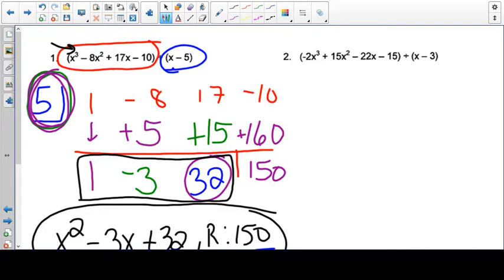All right, let's go ahead and do this next one. So I start by looking at my opposite sign. So I'm going to divide by 3. Then I'm going to go ahead and write all my coefficients. So I have negative 2, 15, negative 22, negative 15.